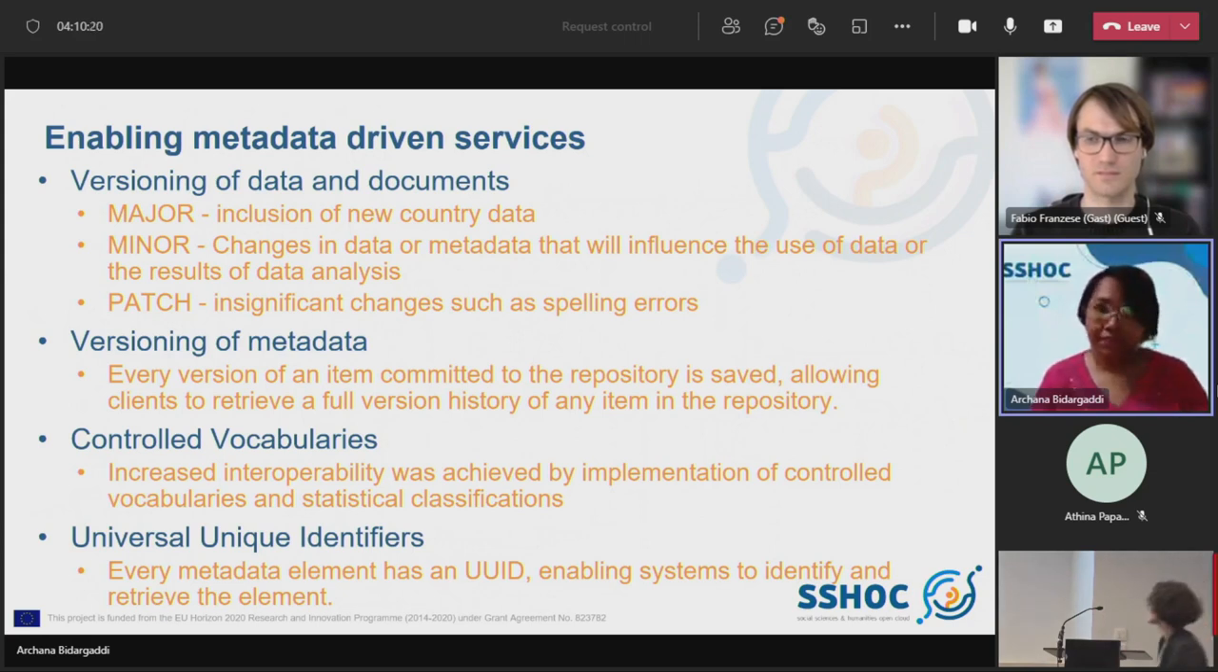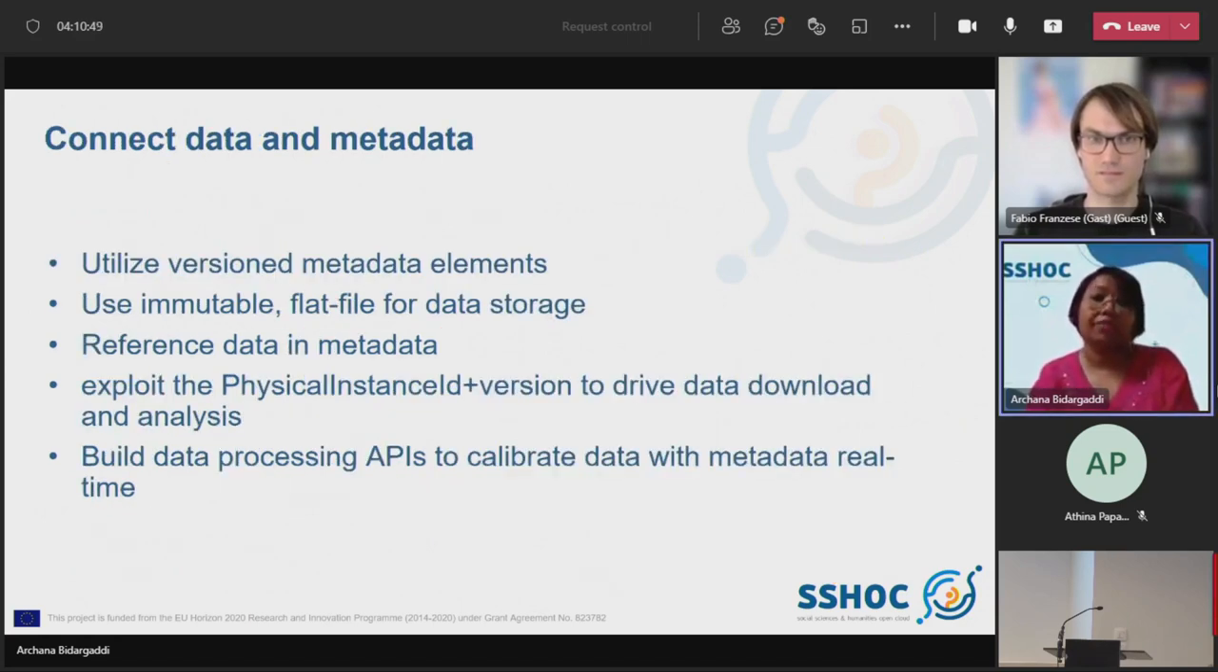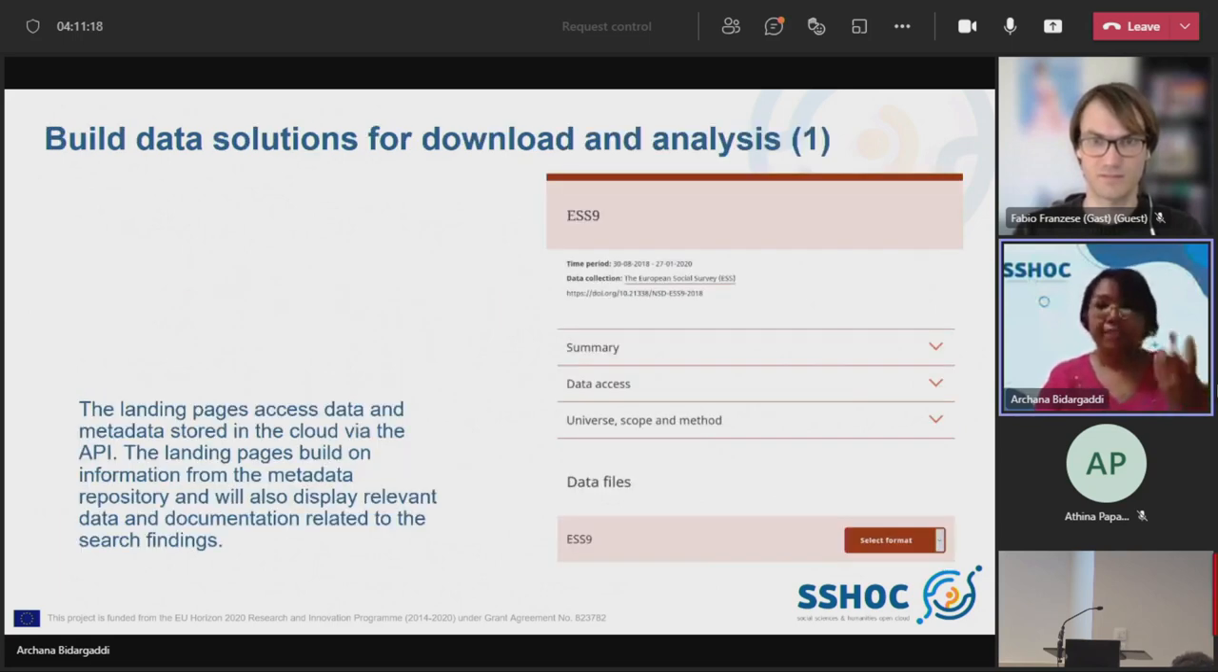So, enabling metadata-driven services, as I mentioned: versioning of data and documents is important, as are versioning of metadata, controlled vocabularies, and universal unique identifiers. DDI Lifecycle supports all of these, and we have extended Colectica solutions, which didn't support some of it, like controlled vocabularies, and we have adopted CESSDA controlled vocabularies in our metadata repository. And last, the point is to connect data and metadata. Moving from Nesstar to Colectica left the data and metadata disjointed. However, we have solved this by exploiting the physical instance ID and the version metadata element to connect metadata to the data files. And we have built solutions that are driven by metadata.